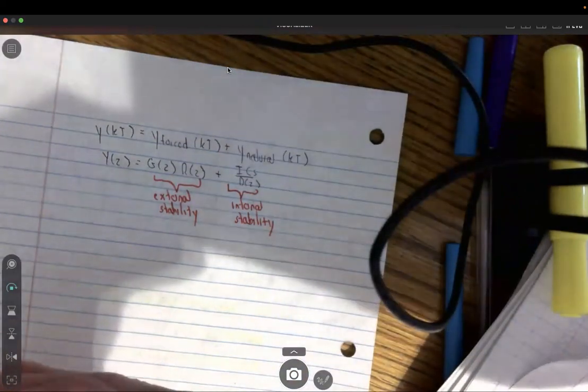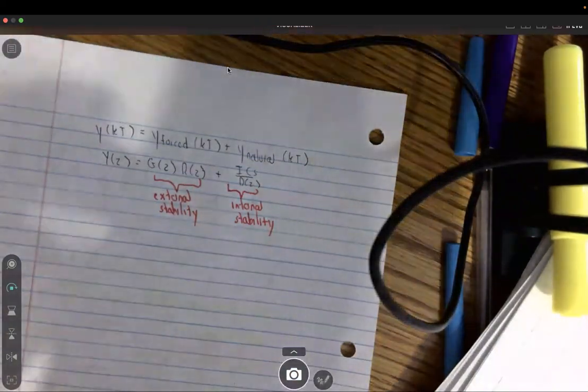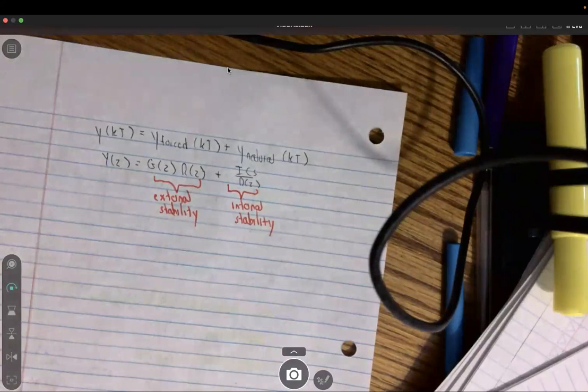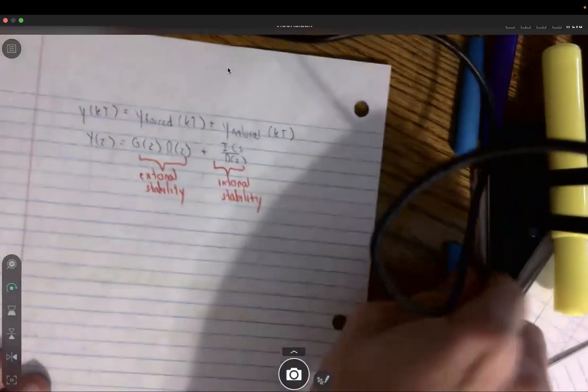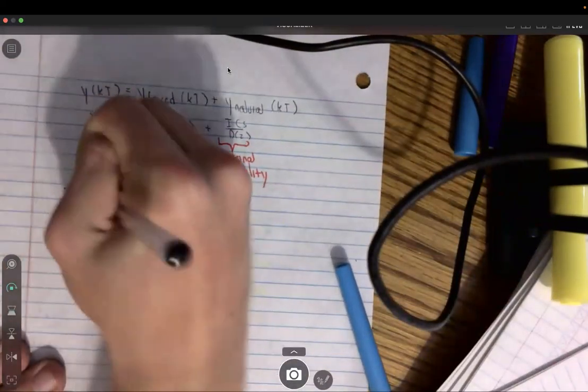A system is externally stable if every bounded input results in a bounded output. And so when we're talking about stable or not stable, let's look at a system such as G of S, this one system.